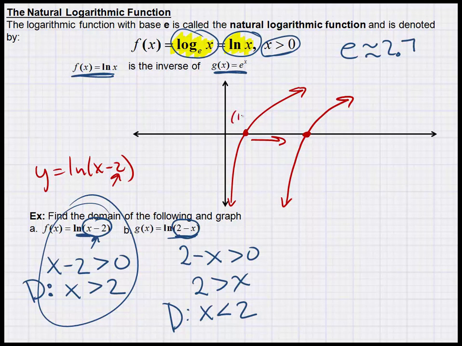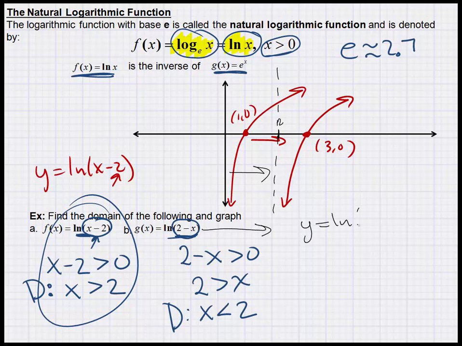This point, which was 1, 0, is now going to be 3, 0. My vertical asymptote is going to be right here at 2, because it was the y-axis and it shifted 2 units over. So that's what that logarithm is going to look like. Now if I look at my other logarithm, well, let's look at this one.